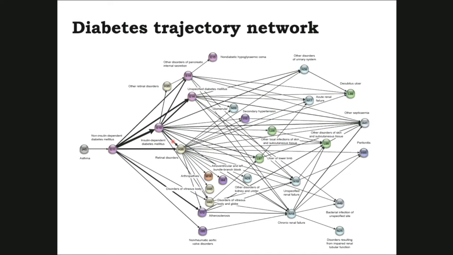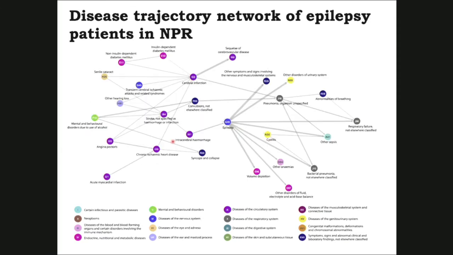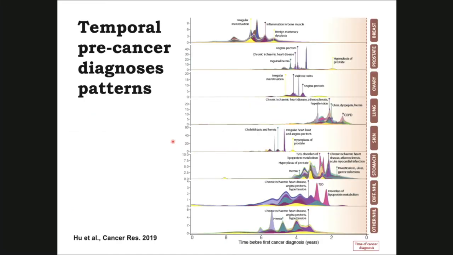And from this early paper, this is how it looked with diabetes. Here's another one with depression. Very complicated. You can become depressed in many different ways. It's actually the same with diabetes. Here's another one with epilepsy. So we have focused on a lot of different disease areas, and I will focus a little bit more on dementia later. Here's a paper from 2 years ago on cancer.